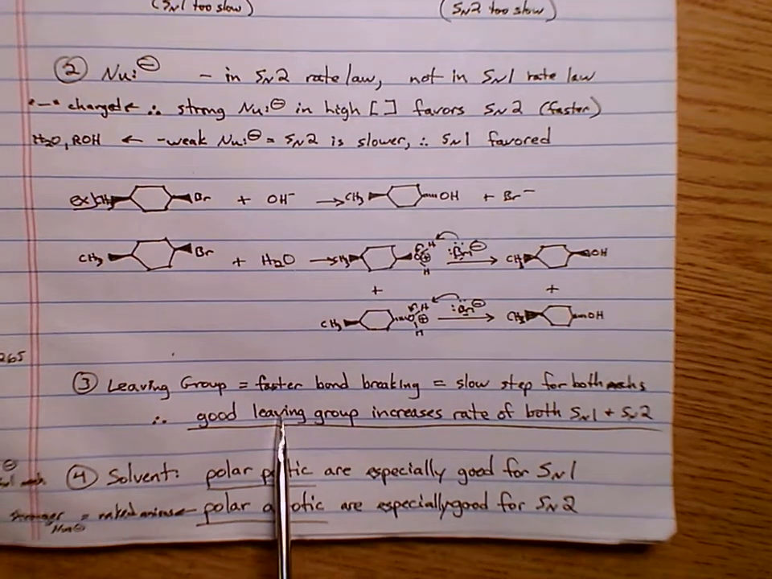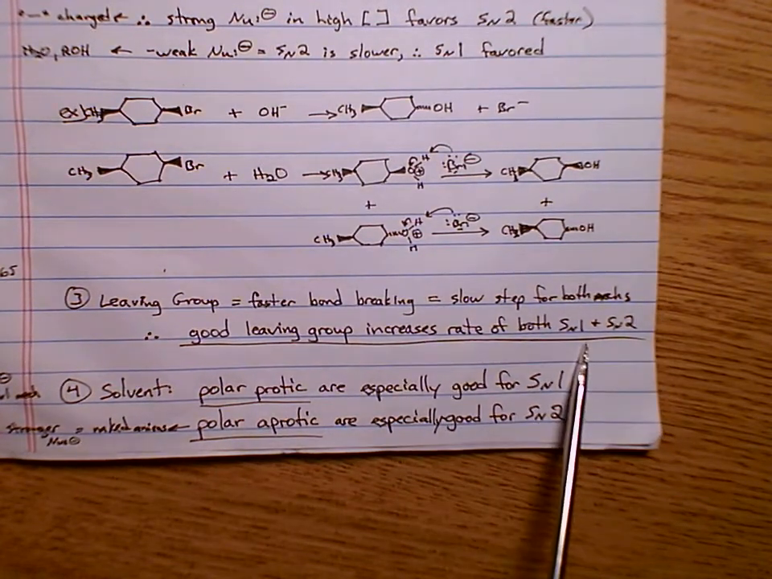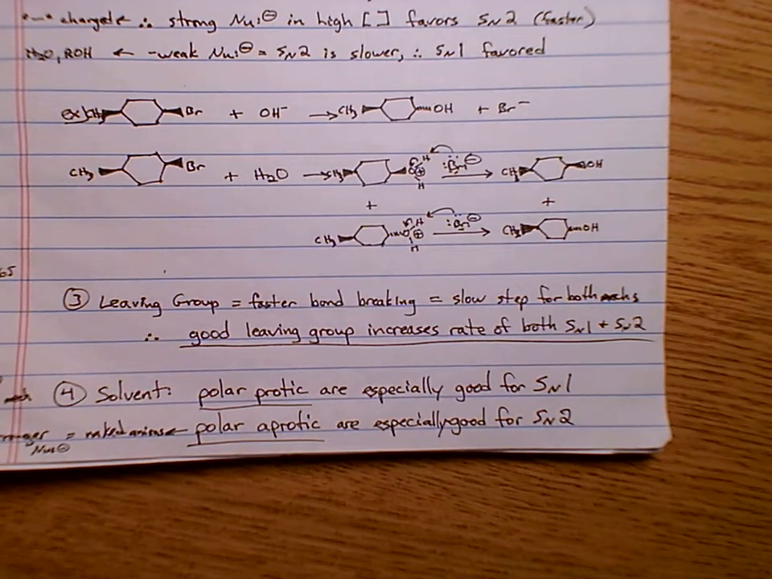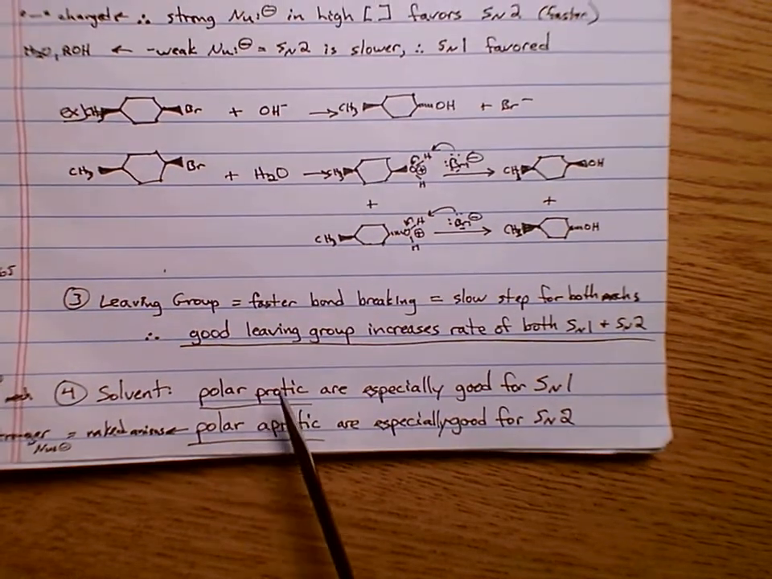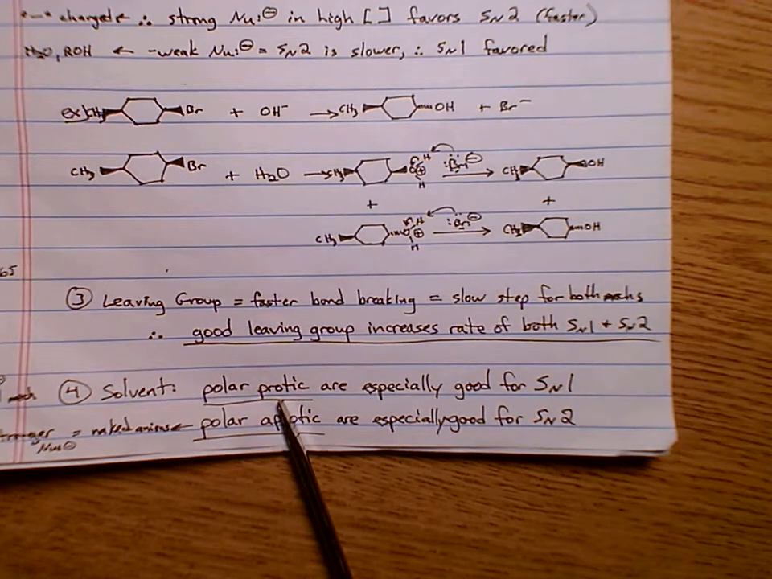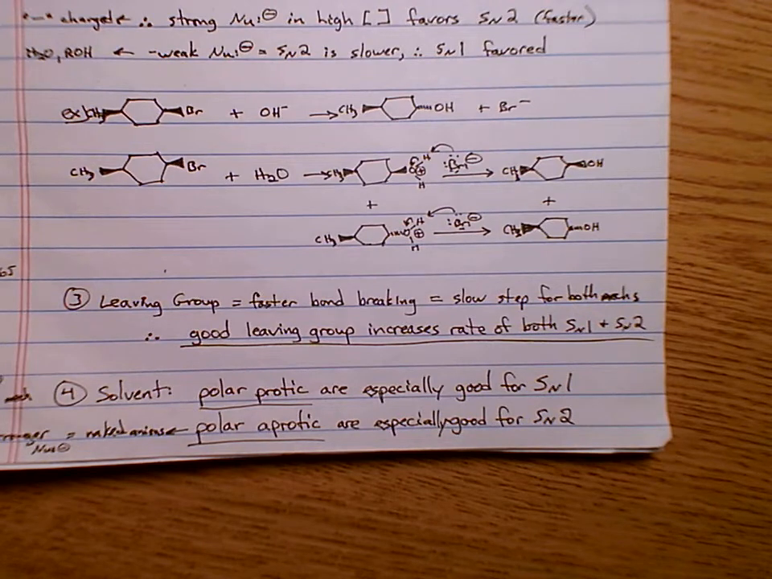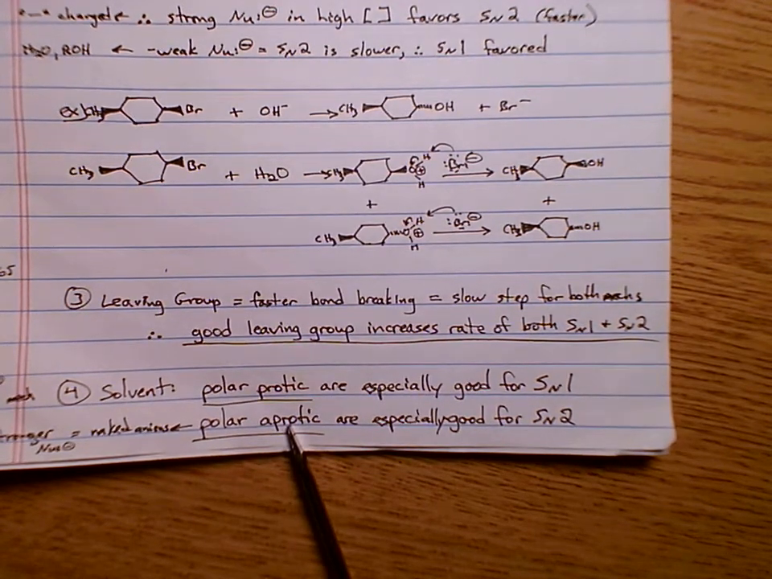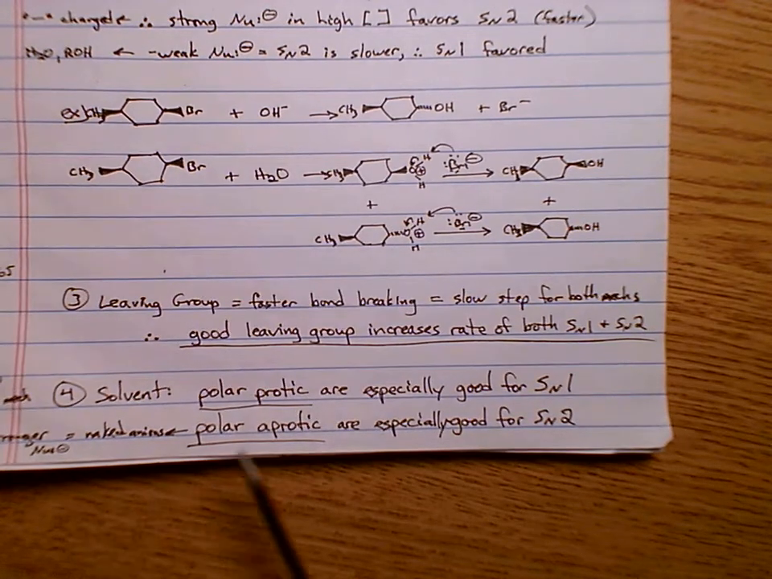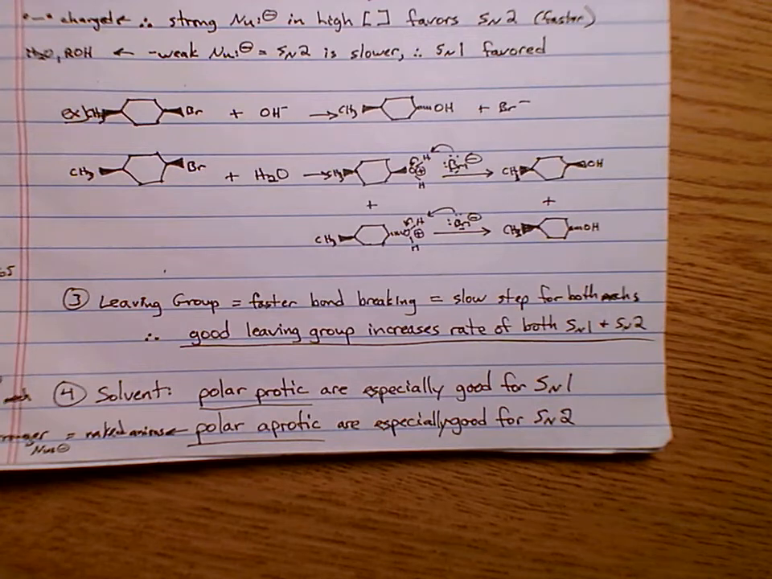As we talk about leaving group, good leaving groups increase the rate of SN1 and SN2. So truthfully, the best thing is to look at the leaving group first. The last thing is the solvent. It turns out polar protic solvents, alcohol, water, are especially good for SN1. Polar aprotic solvents, DMSO, acetonitrile, acetone, are good for the SN2 mechanism.